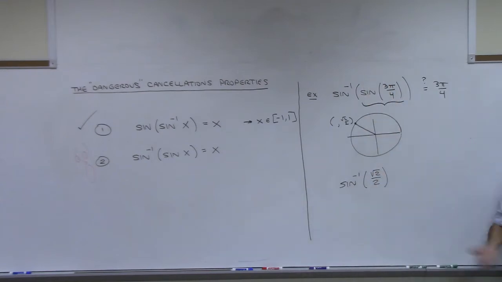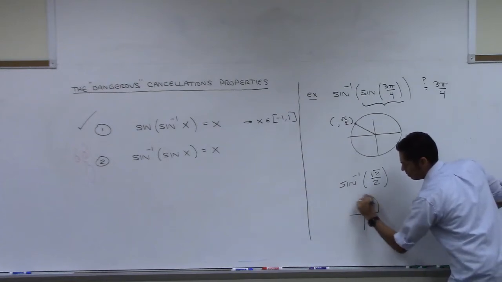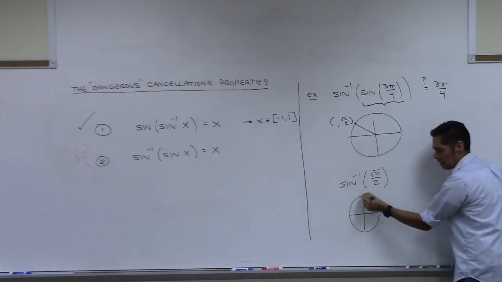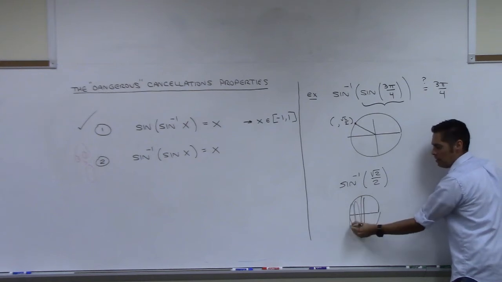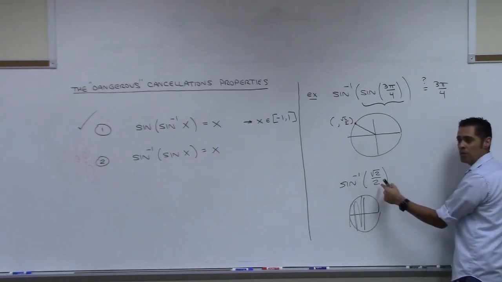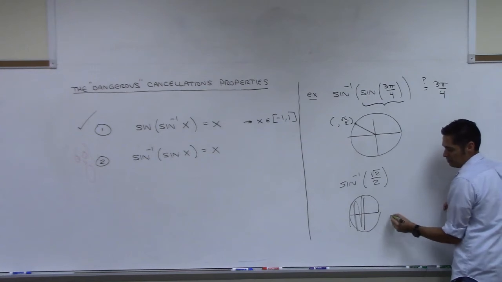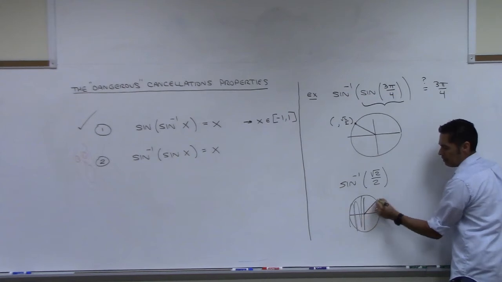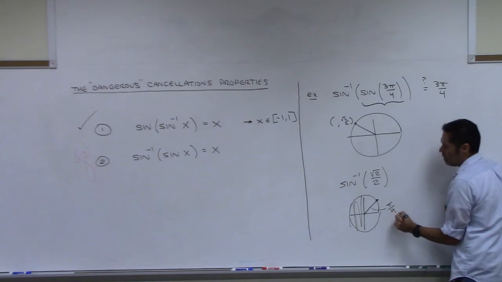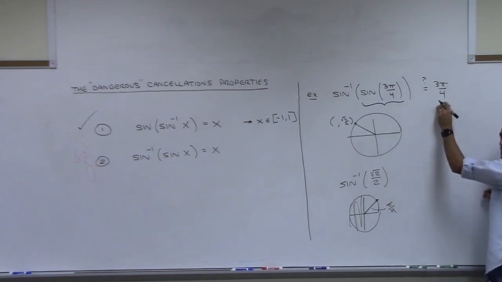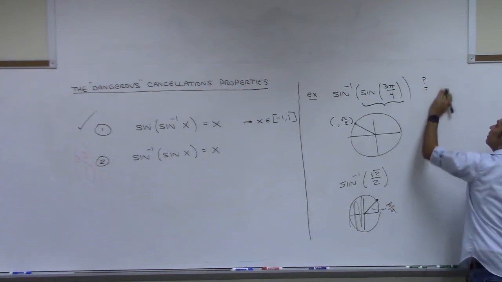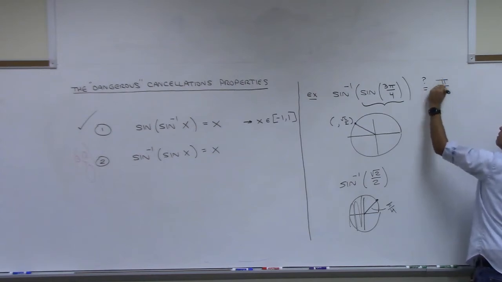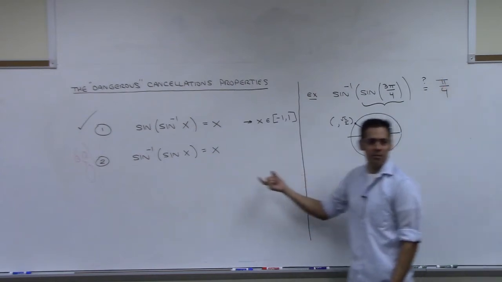And now I start the problem over. And I say to myself, arcsine can't be here. Where is the y-coordinate root 2 over 2? Where is it? Here, pi over 4. Right? That angle is pi over 4. And therefore the answer to this is not 3 pi over 4. It is pi over 4. And that means this property didn't work, right?